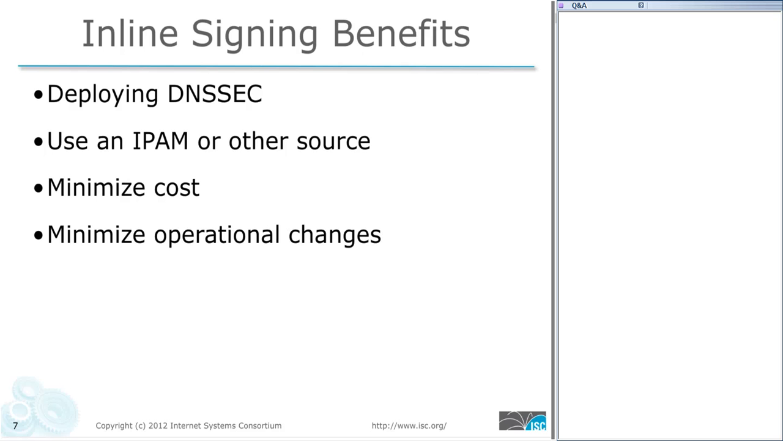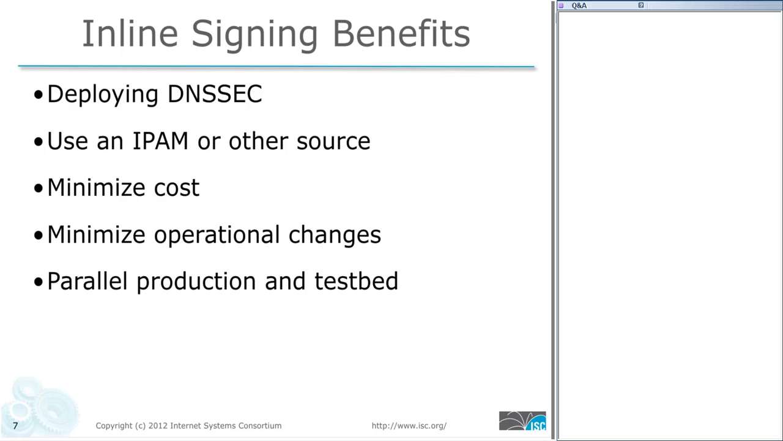Operational changes almost always have some form of cost. And sometimes the cost is not just money. Sometimes it's in terms of extra manpower necessary initially, or it's in risk. And DNSSEC is a risky business as it is because it's not as well understood as regular DNS. So we want to minimize that as much as possible.